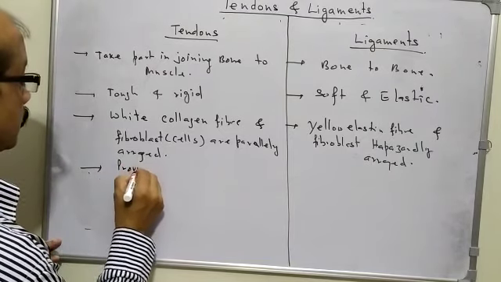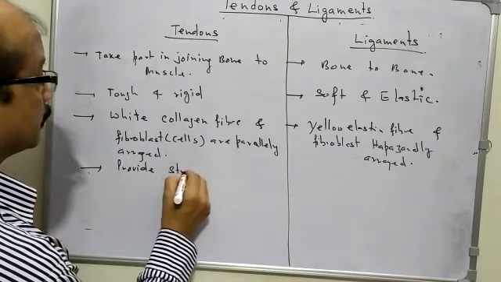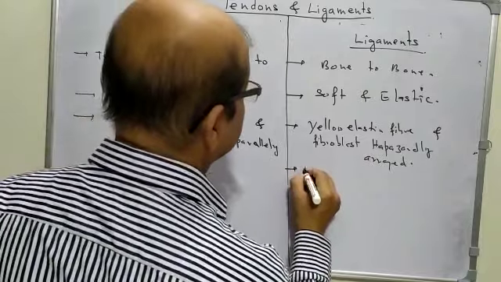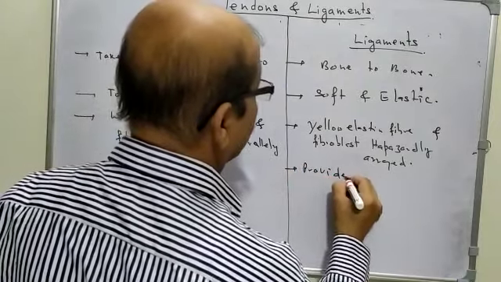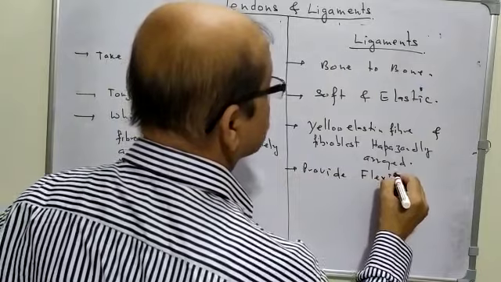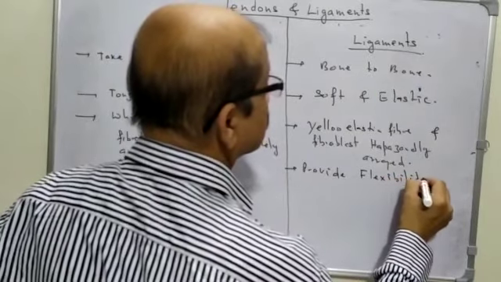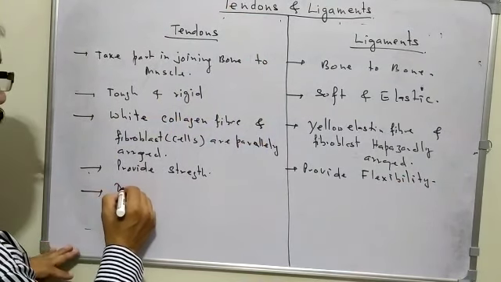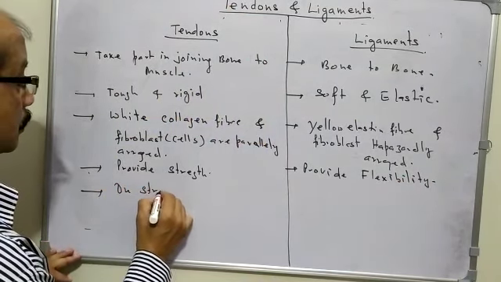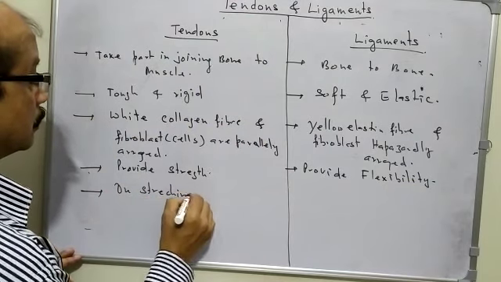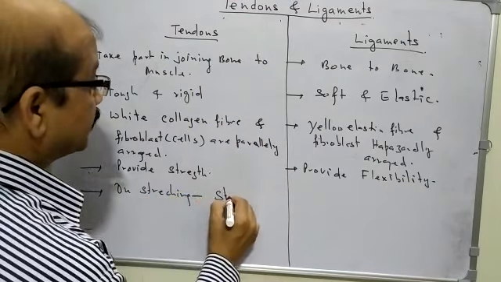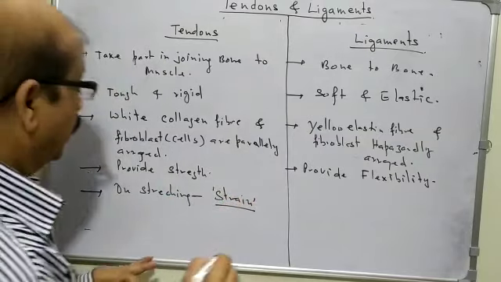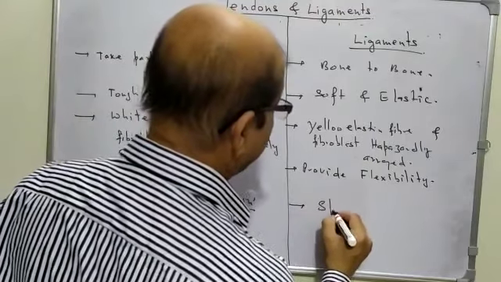Tendons provide strength, ligaments provide flexibility. On stretching of tendons, strain is caused; on stretching of ligaments, sprain is caused.